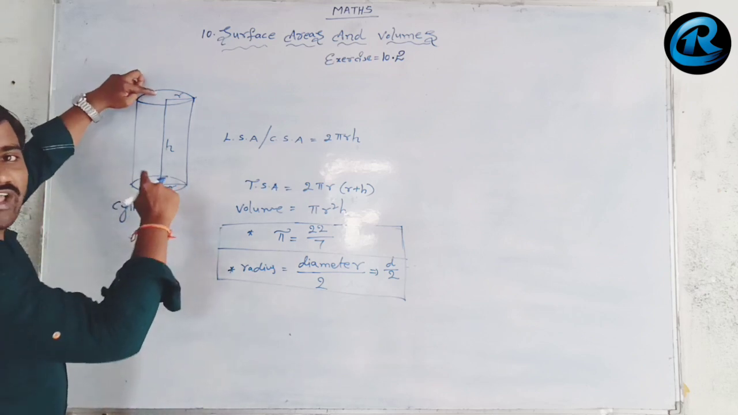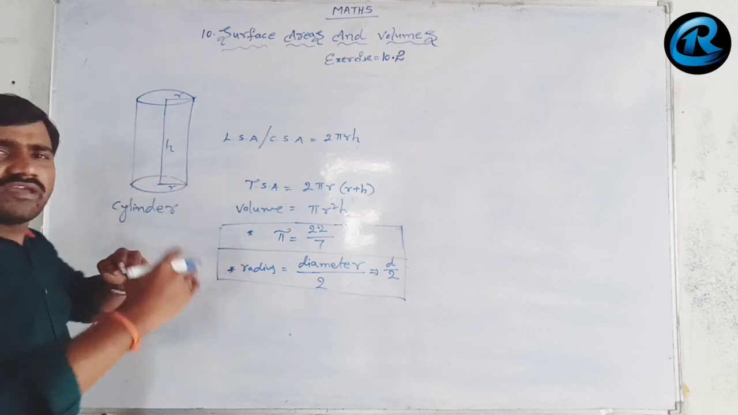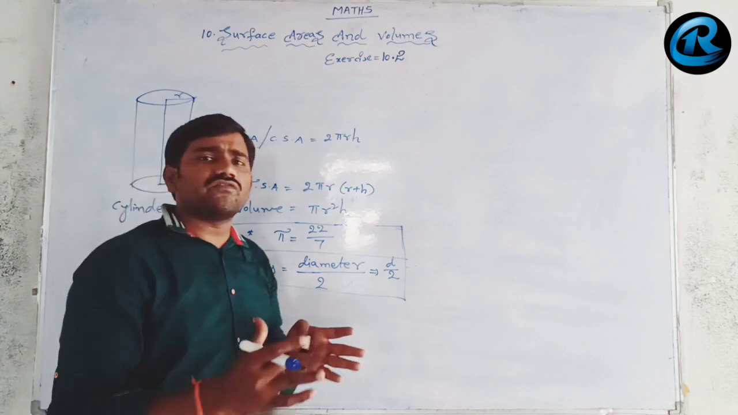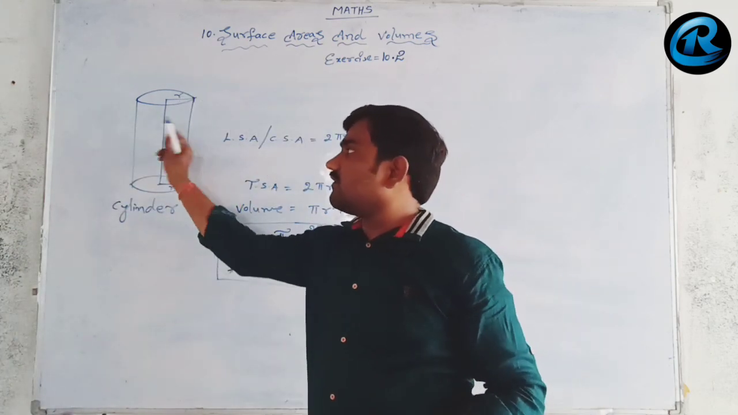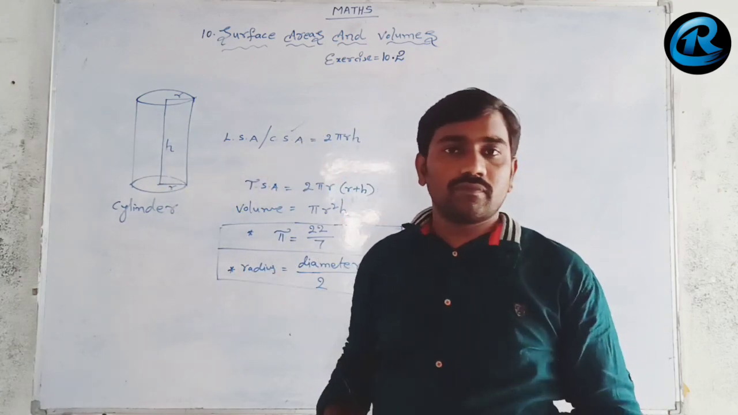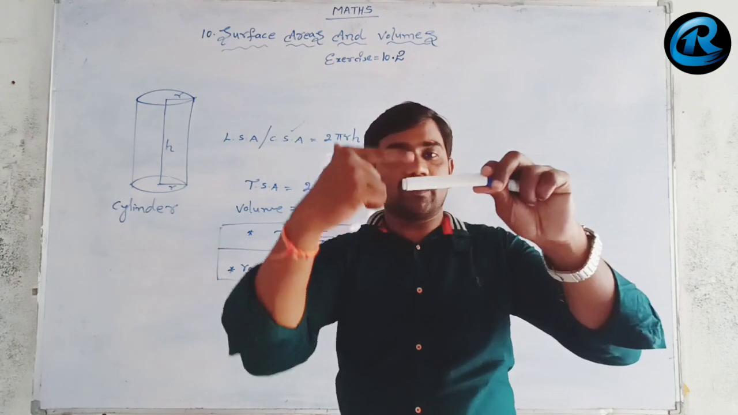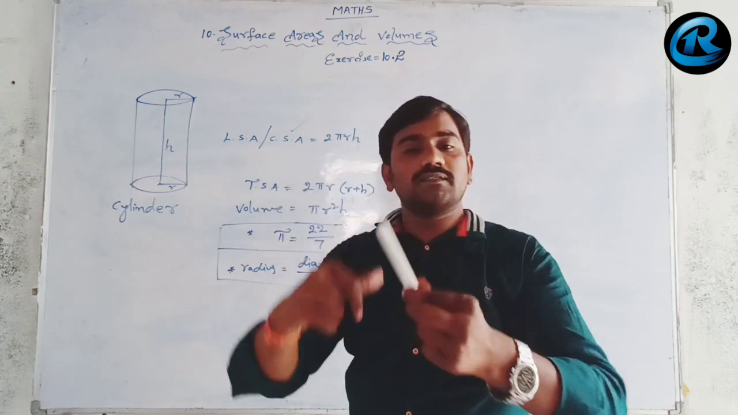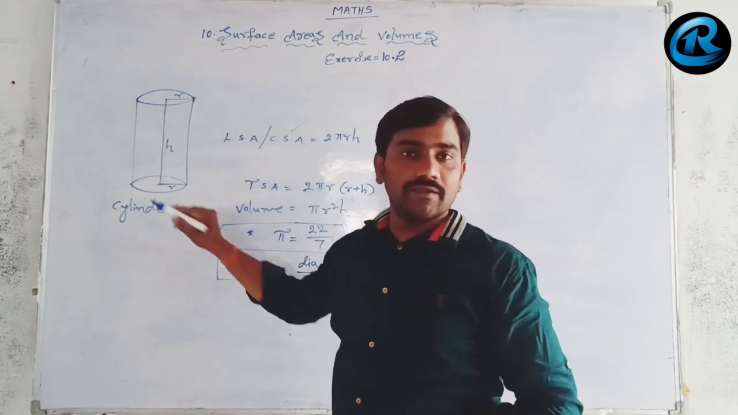top and bottom will be having circle in the shape, and every circle will be having a diameter. Half of the diameter is known as a radius, and the lateral surface area will be in the curved shape, so it's also called a curved surface area. The cylinder will be having curved surface area, as you can see here. So the curved surface area and the height of the cylinder here.